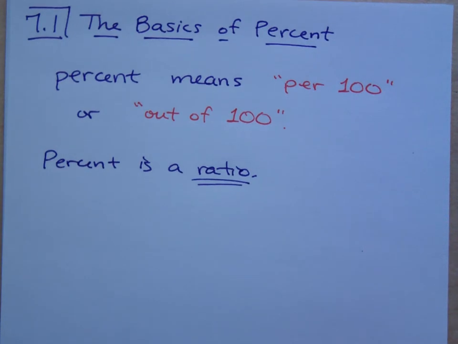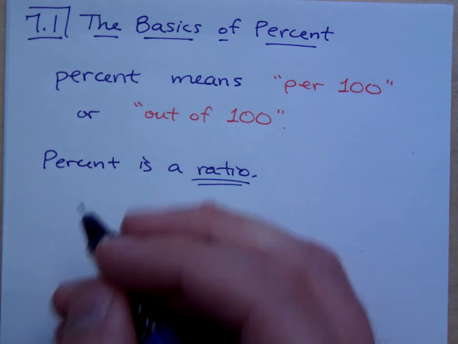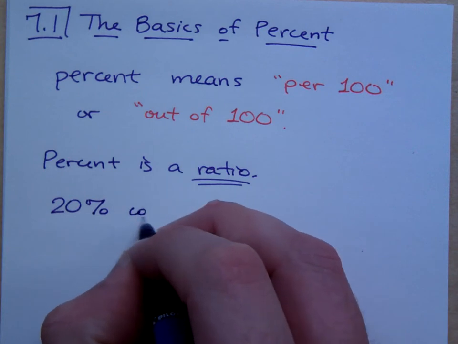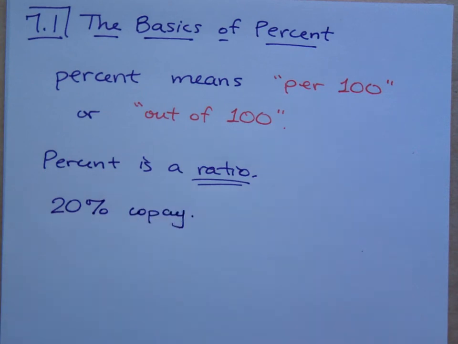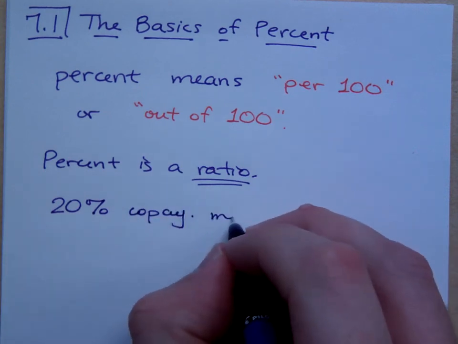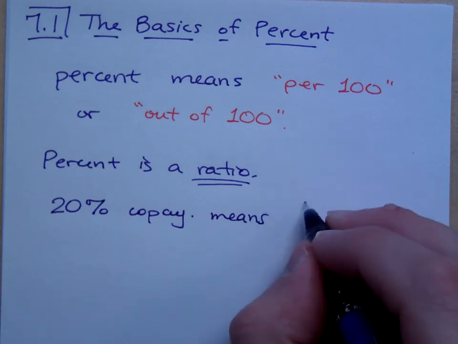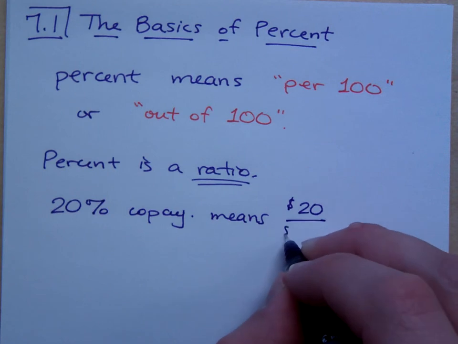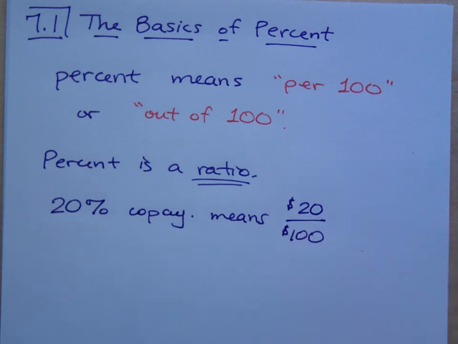So what I was saying before, a lot of times you may have with your health insurance a 20% copay. So what does that mean? A 20% copay means that you pay $20 out of every $100. That's what it means, right? 20 out of every $100 is going to be your liability. It's going to be what you owe.